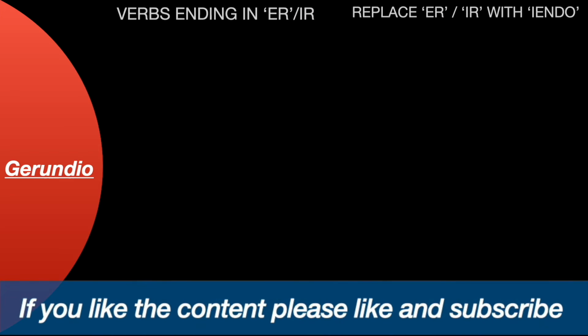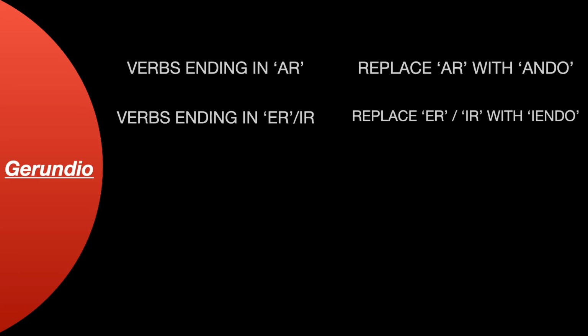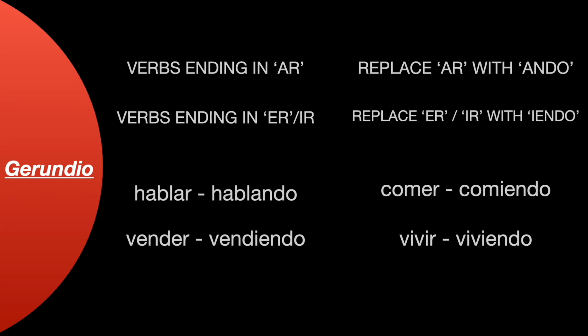It's called gerundio. So we will be forming the gerund based on the verb endings or the verb infinitive endings. In Spanish, all the Spanish infinitives are either ending in AR, ER or IR. So for the verbs ending in AR, we will replace that AR with ando. So for ER and IR verbs, we will replace that ER or IR with iendo. So let us see some examples. Hablar, hablando, comer, comiendo, vender, vendiendo, vivir, viviendo. So we are just removing the endings and adding ando and iendo to the stem.